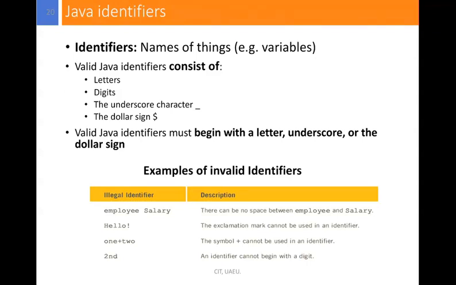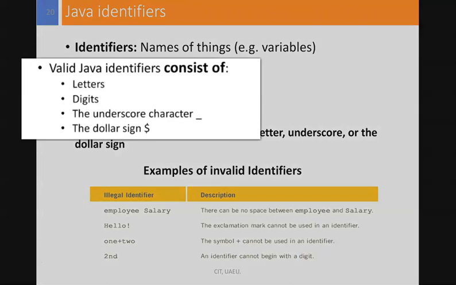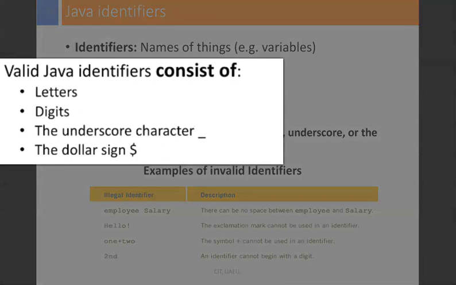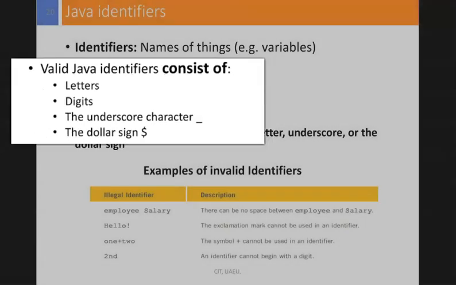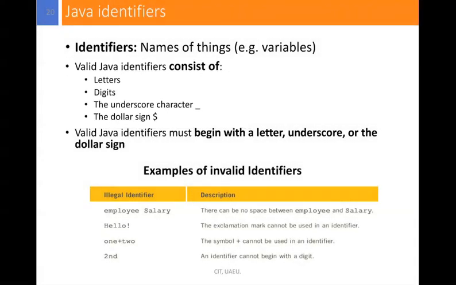You can choose any name you like, but there are certain rules that you need to follow. The Java identifiers can only consist of letters, both capital and small, digits, the underscore character, and the $ sign. Any other character is not valid. Also, the first character cannot be a number. It has to be either a letter, underscore, or the $ sign.